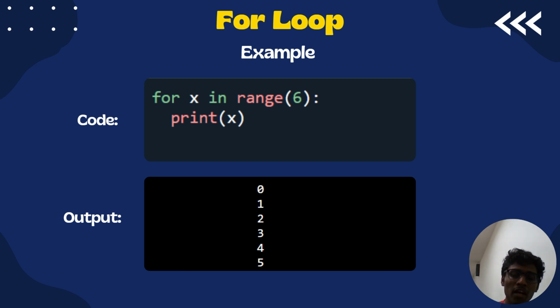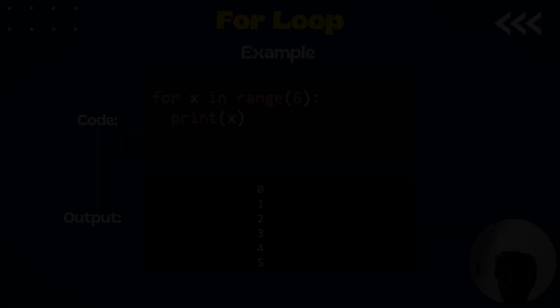And then I will go with print x. I want to print x. x will substitute the values in the range 6, which is by default numerical. So here I got 0 1 2 3 4 5.